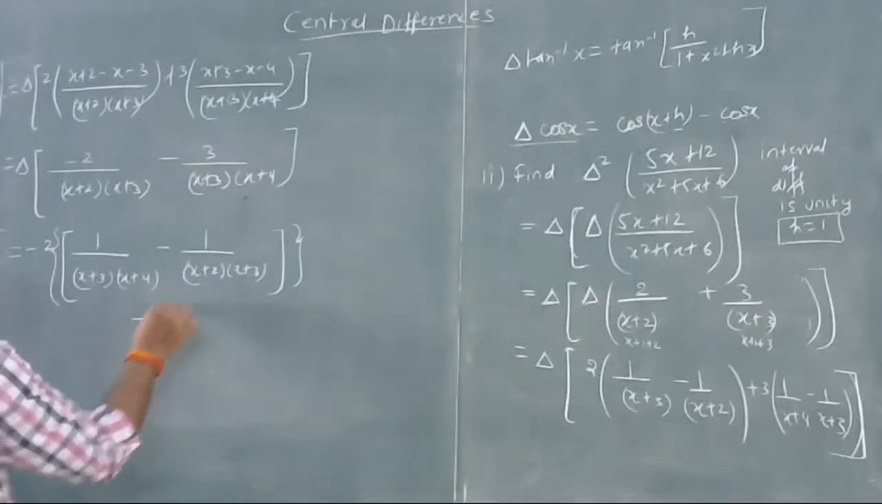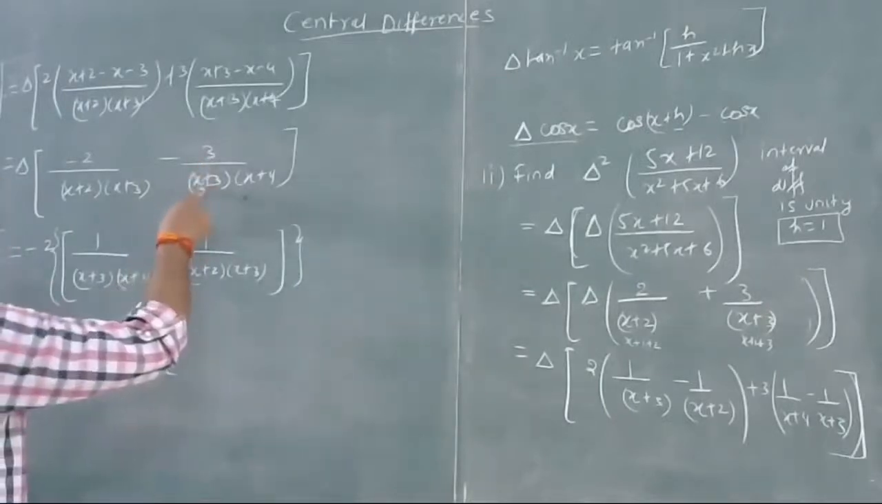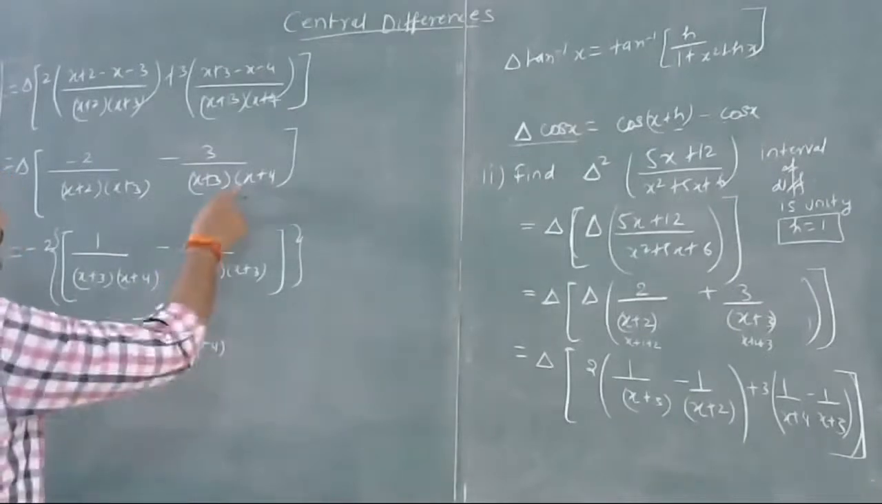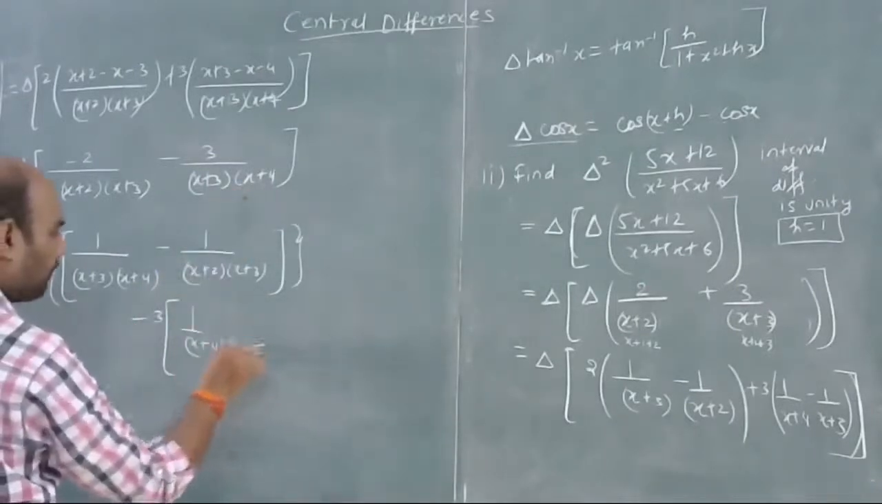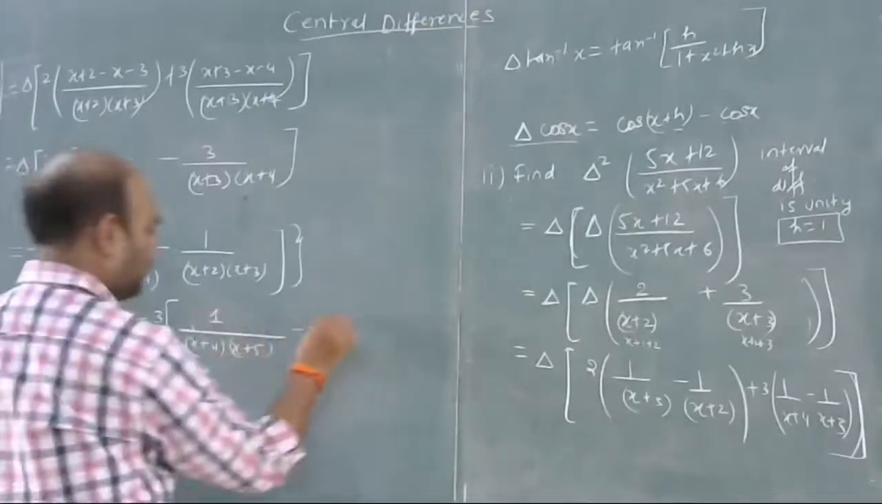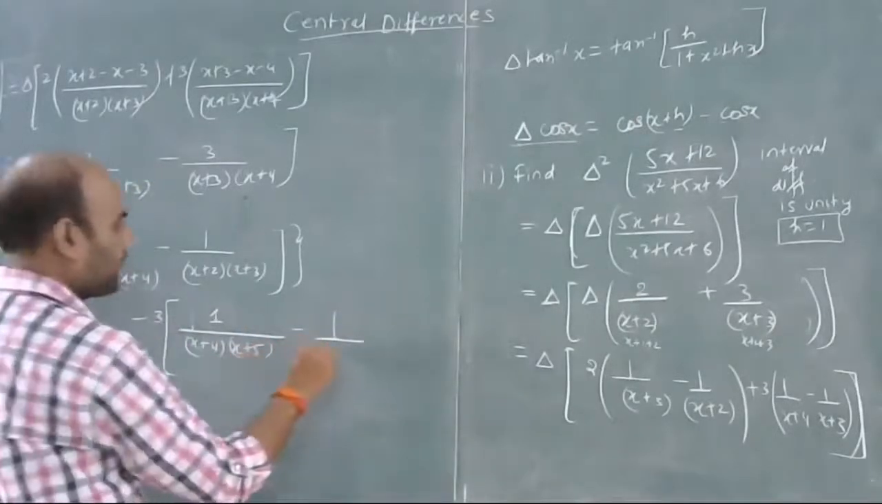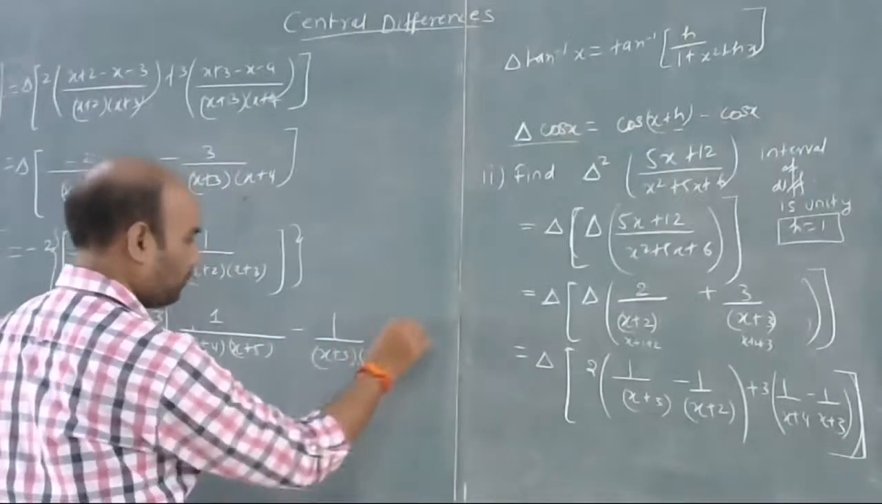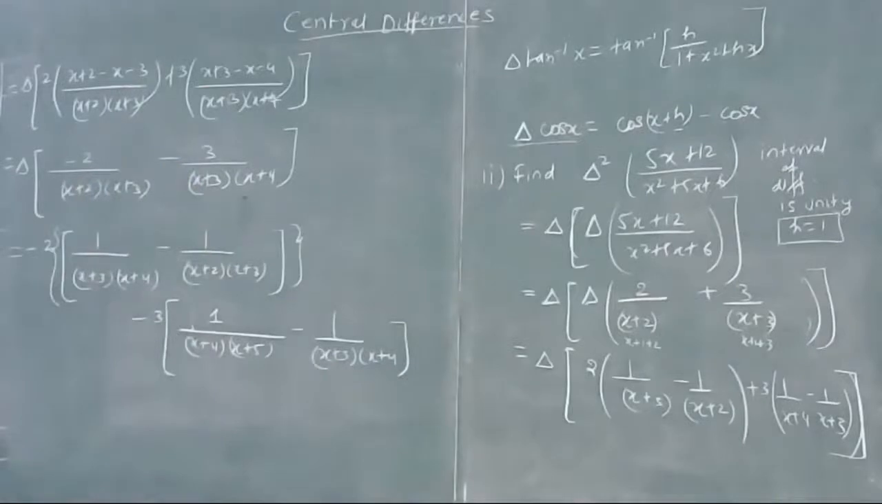And for this, this is 3. So this will be increased by 1, so x plus 4 and x plus 5. Okay. Minus 1 upon its original value, x plus 3 and x plus 4. Okay. Now solve this, and you will get the final answer.